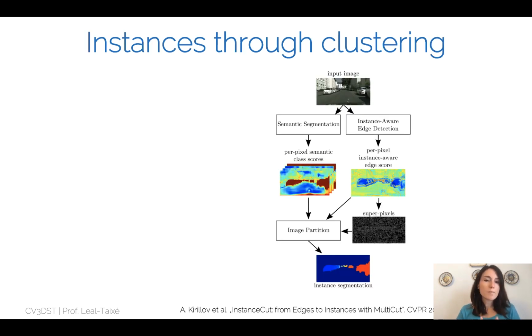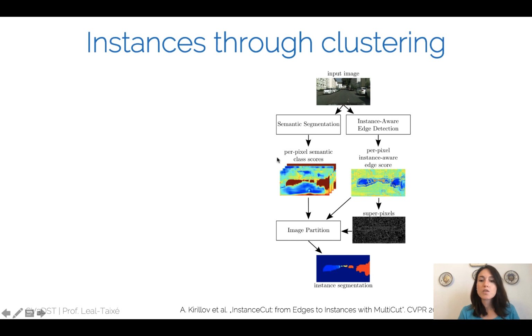So a lot of the methods that actually want to find instances inside a semantic map, they use the concept of clustering. So you can imagine that you have a set of pixels that actually represent the class person. And within these pixels, what I want to do is cluster the pixels that actually belong to one instance.